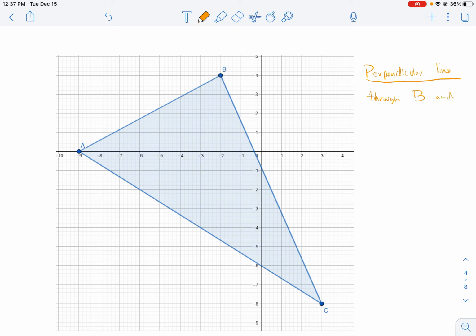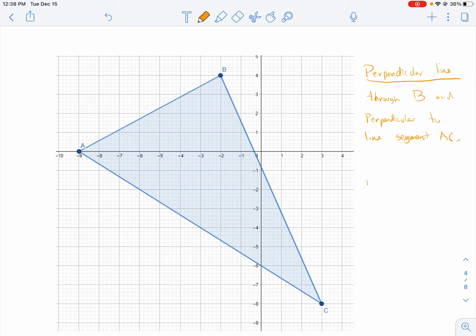and perpendicular to line segment AC. Okay, so that's our goal. We're going to have to create a perpendicular line through B, and perpendicular to line segment AC. So the first thing we're going to have to do is find the slope of AC.